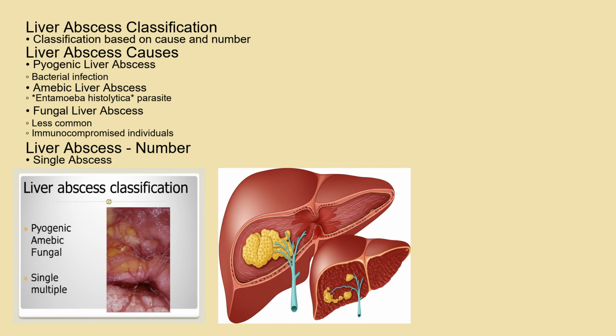While there aren't strict classifications, liver abscesses are generally categorized based on their cause. We have pyogenic liver abscesses, which are caused by bacteria, amoebic liver abscesses, caused by the parasite Entamoeba histolytica, and fungal liver abscesses, which are less common and typically occur in immunocompromised individuals. Additionally, abscesses can be described as single or multiple, depending on whether there is one or more abscesses present in the liver.